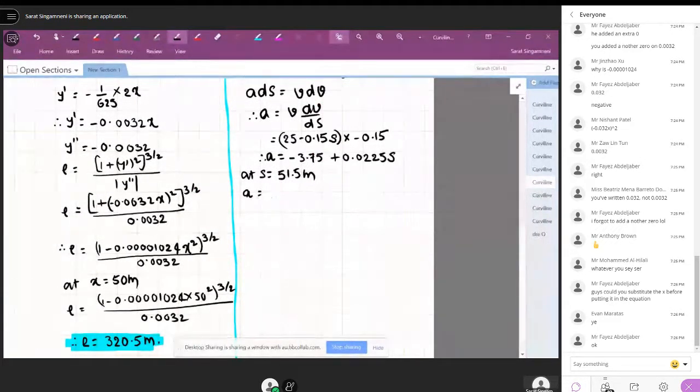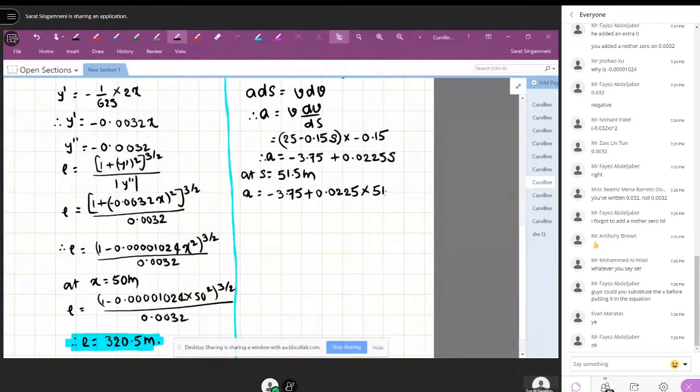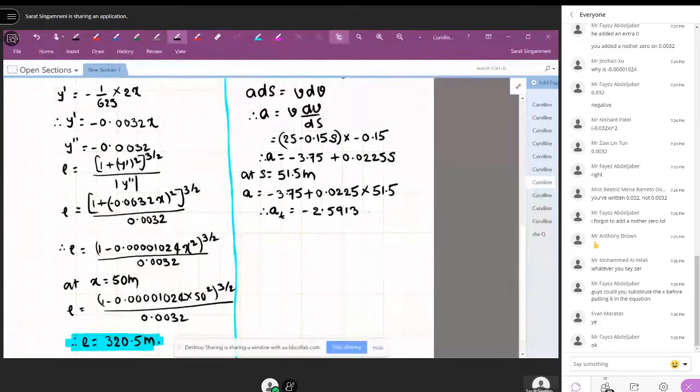Acceleration is equal to minus 3.75 plus 0.0225 times 51.5. From this, the tangential acceleration, we can call it, is minus 2.5913 meters per second squared. That is the tangential acceleration.